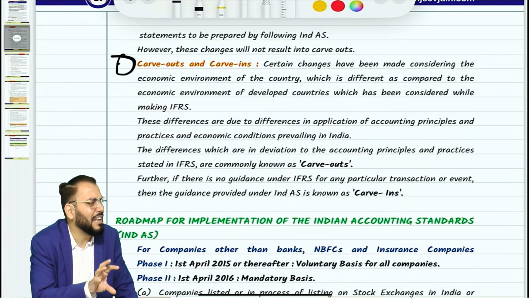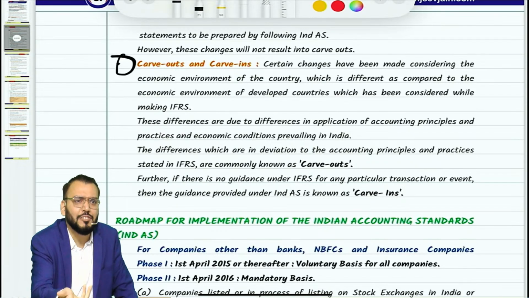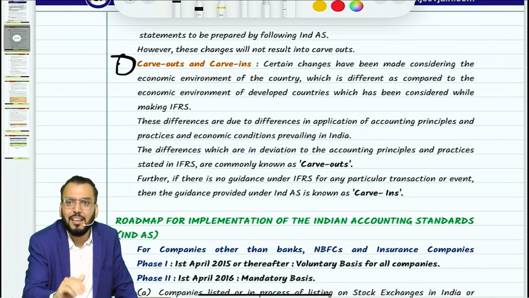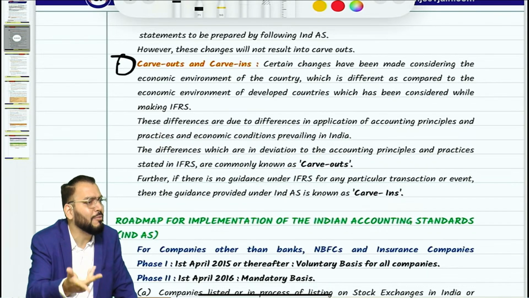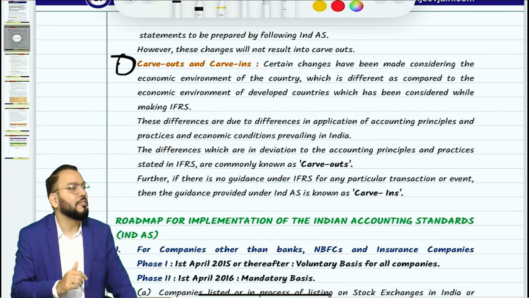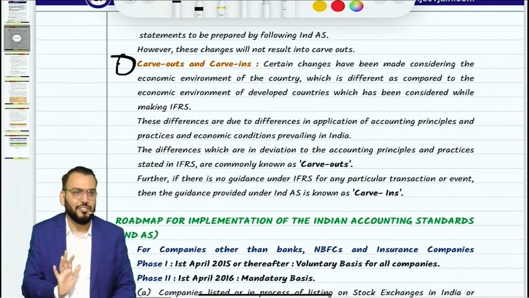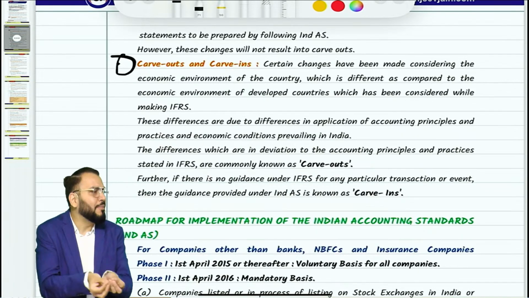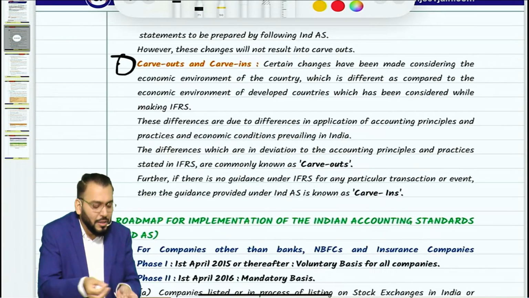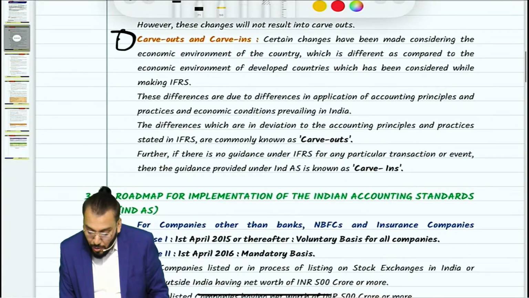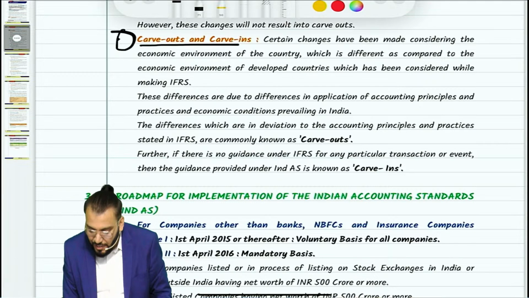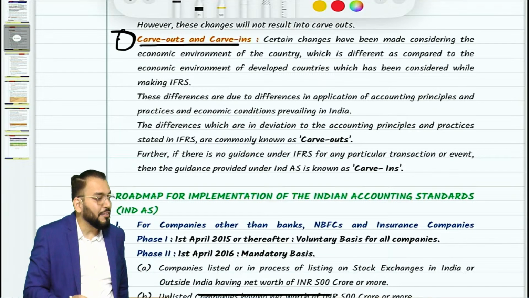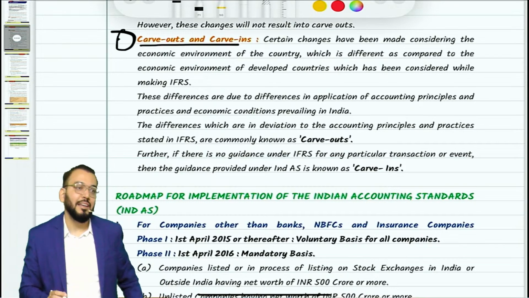I will say in total there are 11-12 points. If you do those 12 points, can I say you understand IFRS also? If I do that carve in and carve out in the respective Ind AS, automatically you will understand IFRS. So that carve in and carve out we'll discuss. Because can I say very small differences? Very small differences. So this carve out and carve in will make a difference between IFRS and Ind AS.